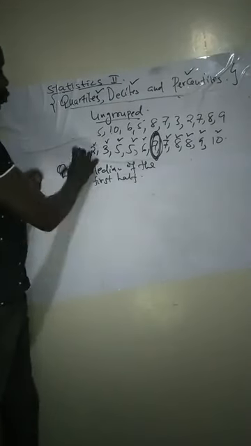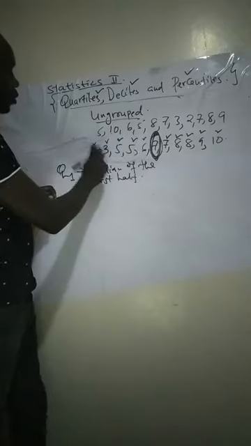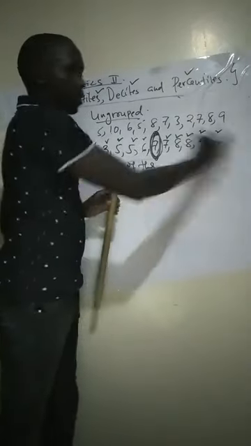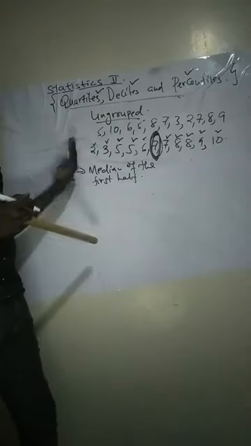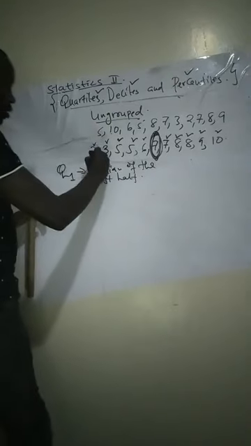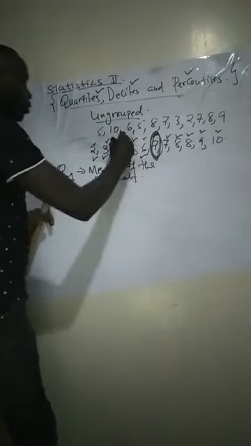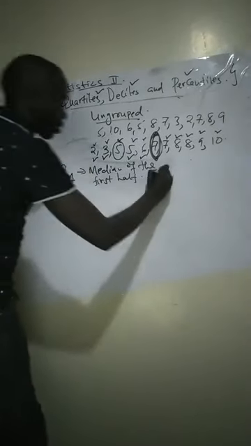Notice that the first half is here: 2, 3, 5, 5, 6. They are 5. The other half also has 5, and 7 divides them into two equal parts. So Q1 is the median of the first half. You already know how to get a median. Just cancel them out. 2 cancels out with 6, 3 cancels out with 5. So the median for the first half is 5, and in that case, my Q1 is 5.